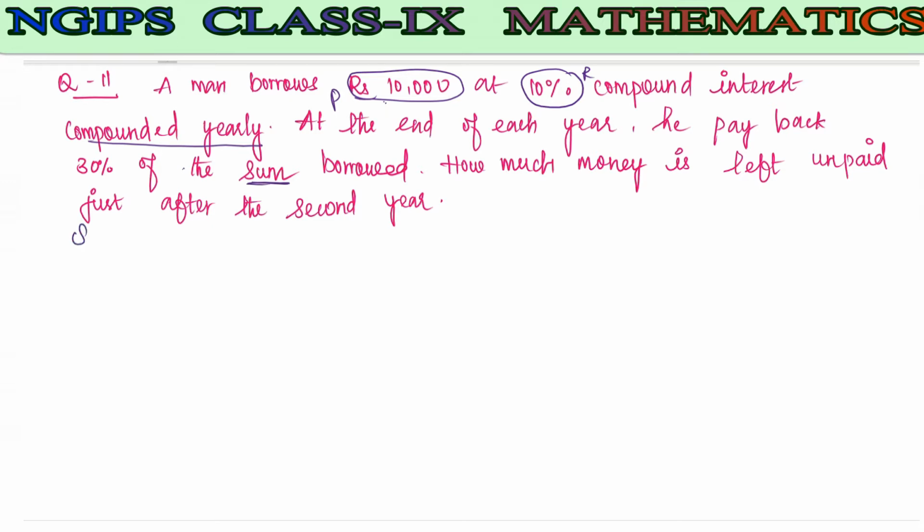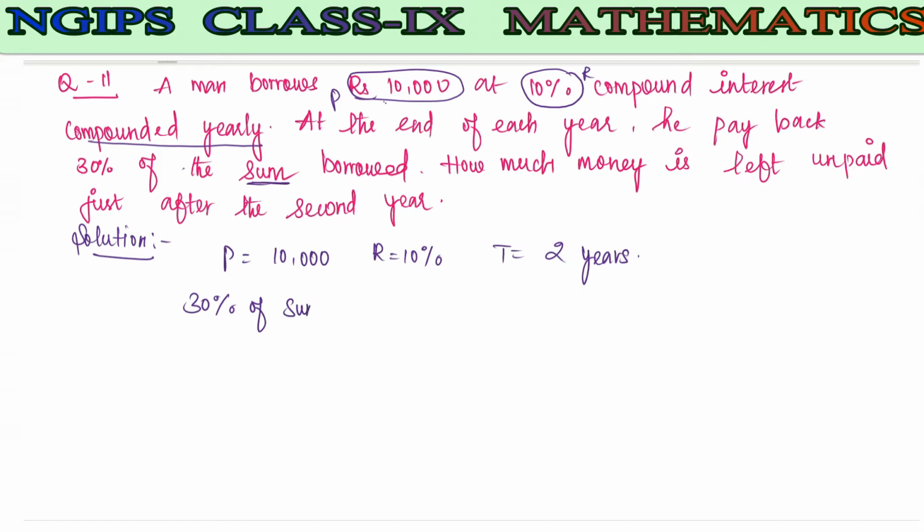First I am going to write here the solution. Here we have principal is equal to 10,000, the given values, and rate is equal to 10%. Time period here is 2 years, and next they have given 30% of the sum he is going to return every year.